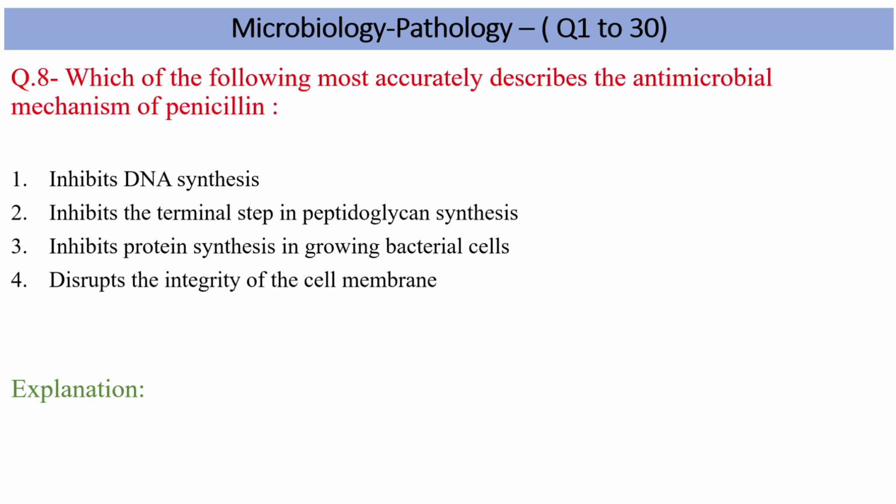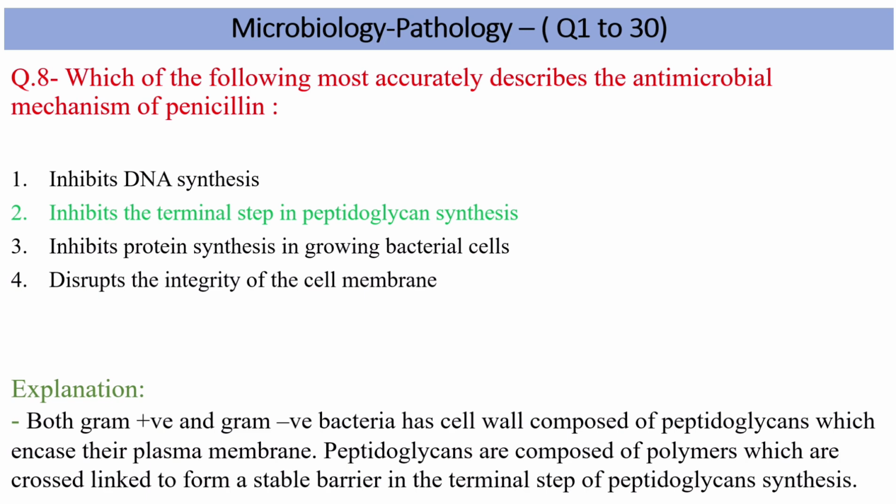Which of the following most accurately describes the antimicrobial mechanism of penicillin? Inhibits DNA synthesis, inhibits the terminal step in peptidoglycan synthesis, inhibits protein synthesis in growing bacterial cells, disrupts the integrity of the cell membrane. The correct option is inhibits the terminal step in peptidoglycan synthesis. Both gram-positive and gram-negative bacteria have cell walls composed of peptidoglycans, which encase their plasma membrane. Peptidoglycans are composed of polymers which are cross-linked to form a stable barrier in the terminal step of peptidoglycan synthesis.